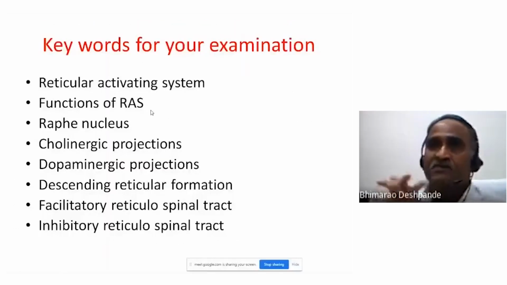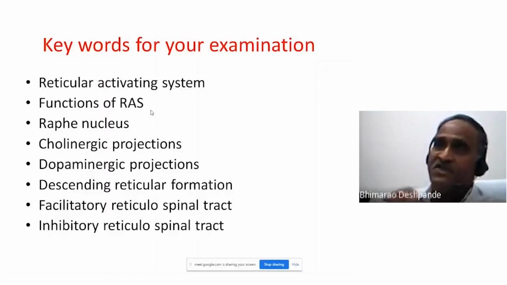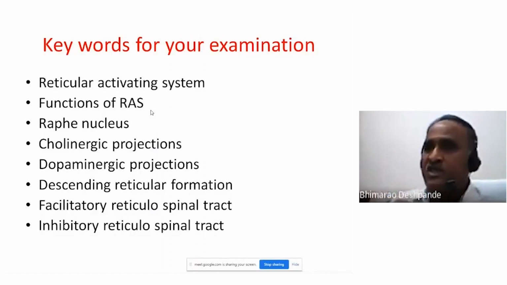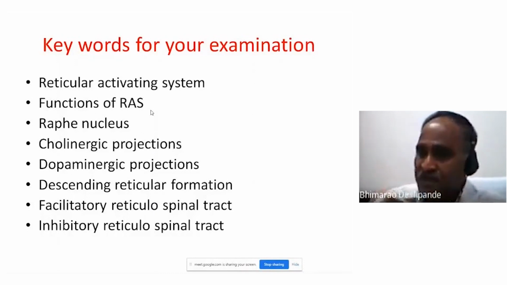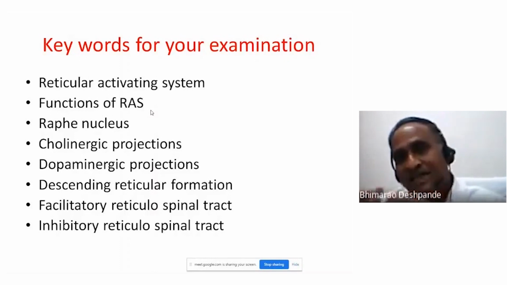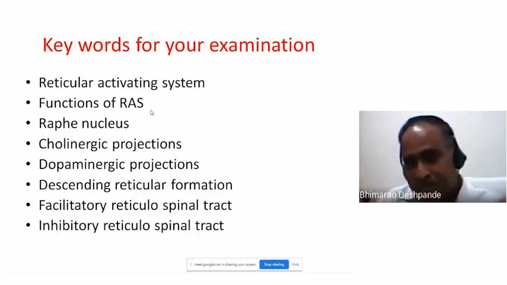So now keywords for your examination purposes, these are reticular activating system, the functions of reticular activating system, raphe nucleus, cholinergic projections, dopaminergic projections, descending reticular formation, facilitatory reticulospinal tract, inhibitory reticulospinal tract. These are keywords. Try to prepare them. You may not get all these details in your textbooks. Maybe my notes would be very useful to you.